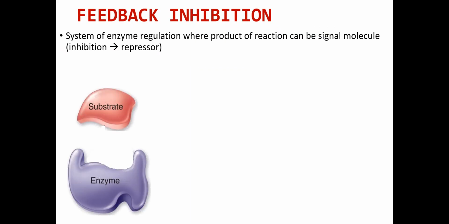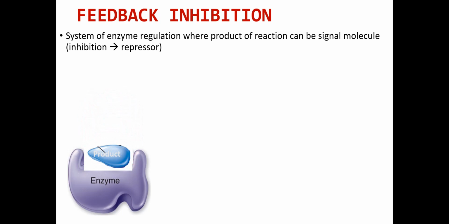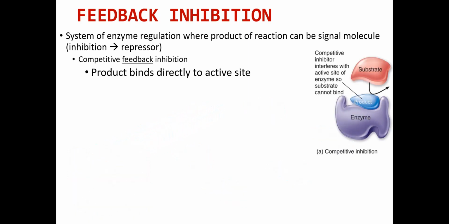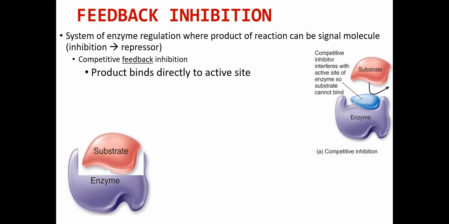Feedback inhibition. It is a system of enzyme regulation where the product of a reaction acts as a signal molecule. In feedback inhibition, the enzyme acts on the substrate to produce a product, and this product in turn inhibits the enzyme as well. This type of enzyme inhibition is called feedback inhibition. Feedback inhibition can be competitive or non-competitive. The example on the left shows competitive inhibition, which interferes with the active site of the enzyme so the substrate cannot bind.